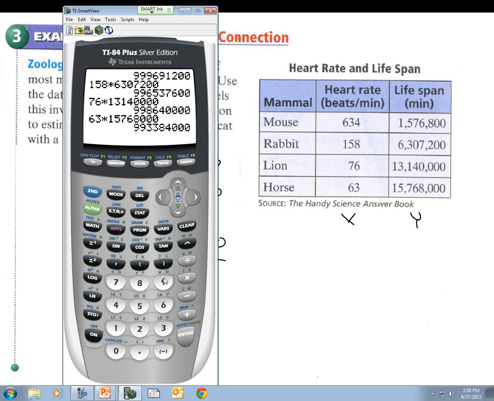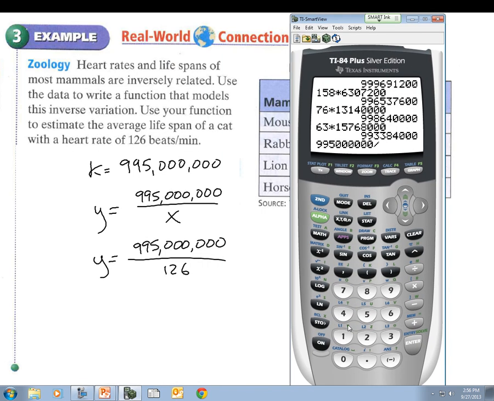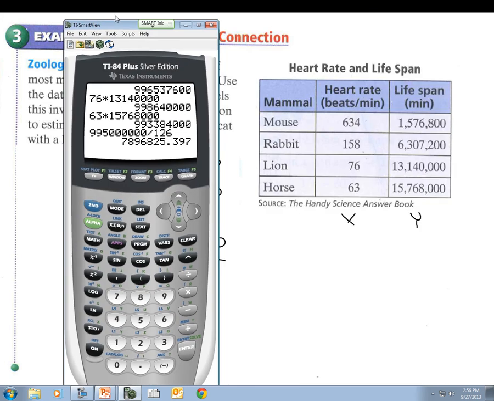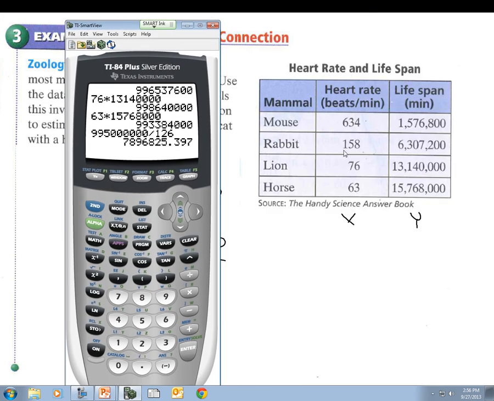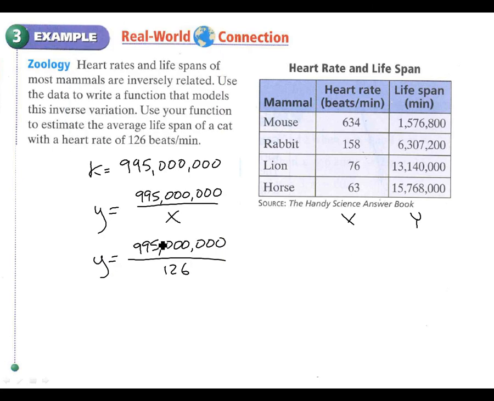Okay, let's plug that in. Calculator. 995 million divided by, and what was our number for the cat? 126. So 7,896,825. Let's see if that makes sense. 126 would go right in between here. Is 7 almost 8 million somewhere in between 6 and 13 million? Yes, it is. So story checks out. We'll go with that.